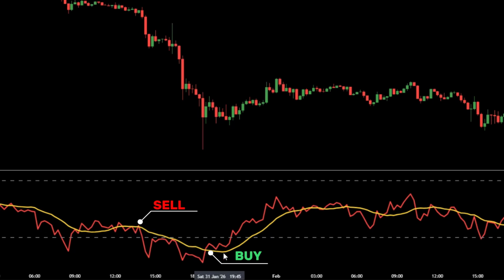Instead of reacting to every RSI level, we watch when momentum actually changes. In other words, these crosses show a change in strength, not just price movement. Markets move when strength changes. This is the key idea of the RSI and RSI Moving Average strategy.